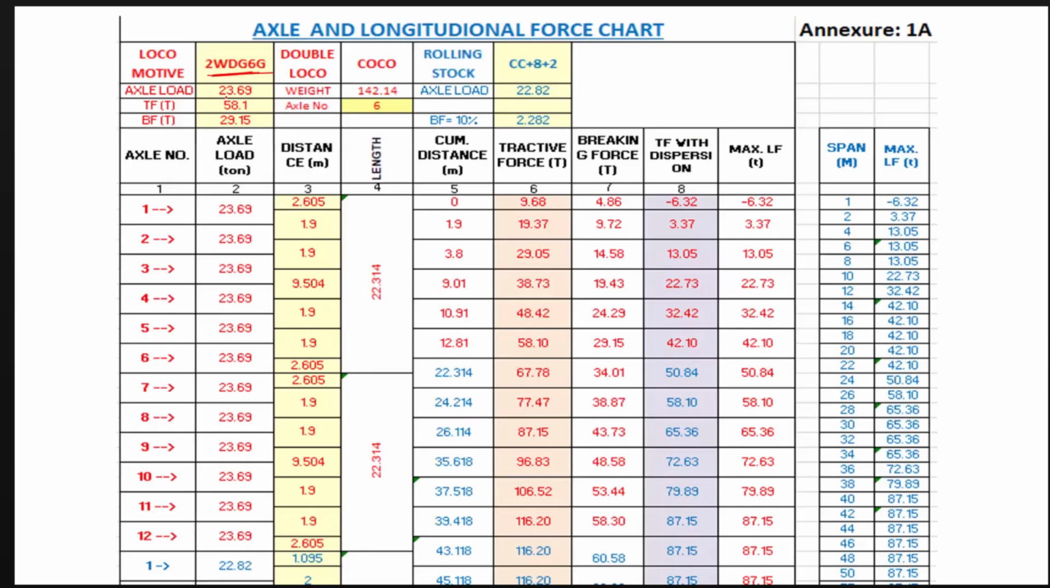axle load 23.6. Braking force is 29.15. Whatever is given as per the speed certificate, we are giving. This is the double loco. It is a Co-Co loco, and the rolling stock behind the train loading is CC plus 8 plus 2. It means 22.82. CC plus 8 plus 2 का हमारा axle load होता है 22.82. So braking force is 10% of axle load. It means it is 2.282.